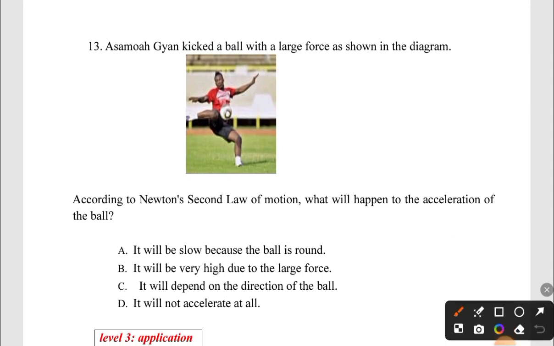Question 13. Samojan kicked a ball with a large force as shown in the diagram. According to Newton's second law of motion, what will happen to the acceleration of the ball? A. It will be slow because the ball is round. B. It will be very high due to large force. C. It will depend on the direction of the ball. D. It will not accelerate at all. The answer to question 13 is B.